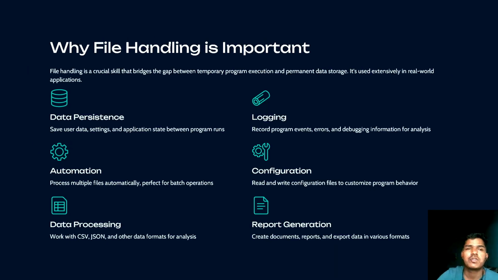Why is file handling important? It is used for data persistence. It is used to record program events, errors, and debugging information for analysis. It is useful for automation, to process multiple files automatically, and it is used for configuration files to customize program behavior. Another use is data processing: it works with CSV or JSON and other data formats for analysis. The last one is report generation. It can create documents, reports, and export data in various formats.